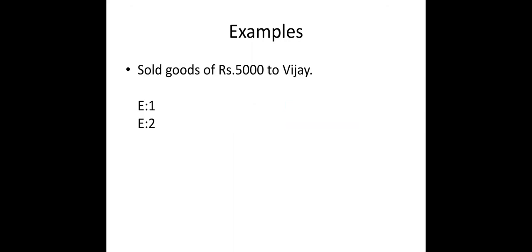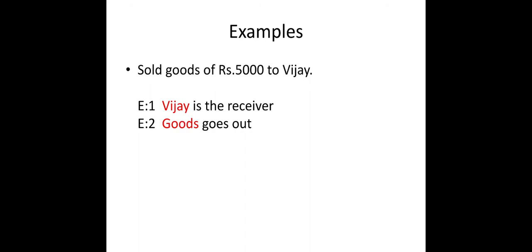Okay, one more transaction, student. This time we are selling the goods. Sold goods of 5,000 to Vijay. Okay, we are selling goods to Vijay, student. So effect number one is very simple. Vijay is the receiver. Yes, Vijay is the receiver. And goods goes out. Yes, that is correct, student. Vijay is the receiver and goods goes out. Okay, so here it is on your screen, student.